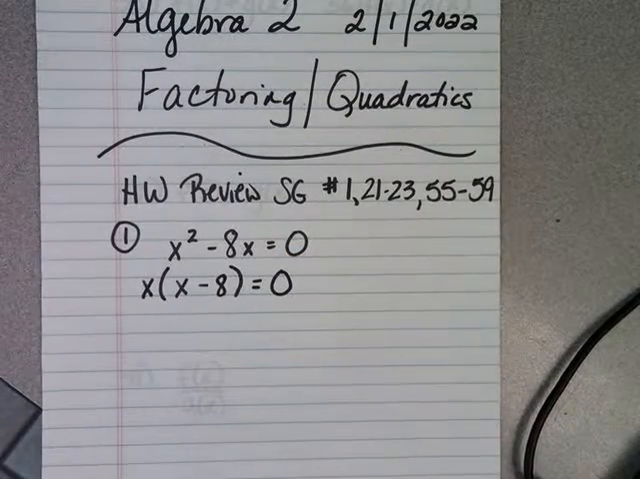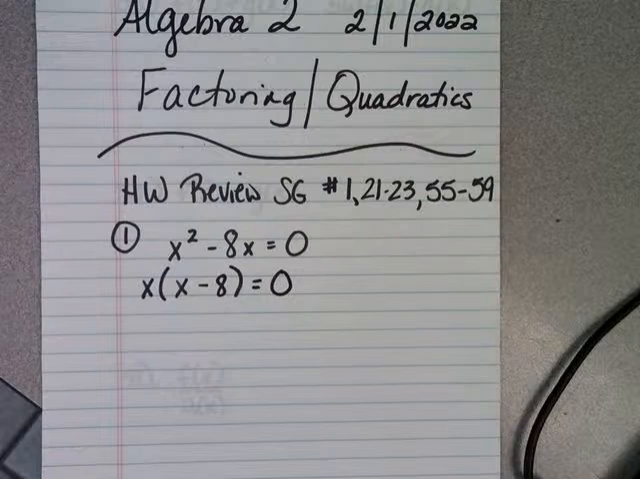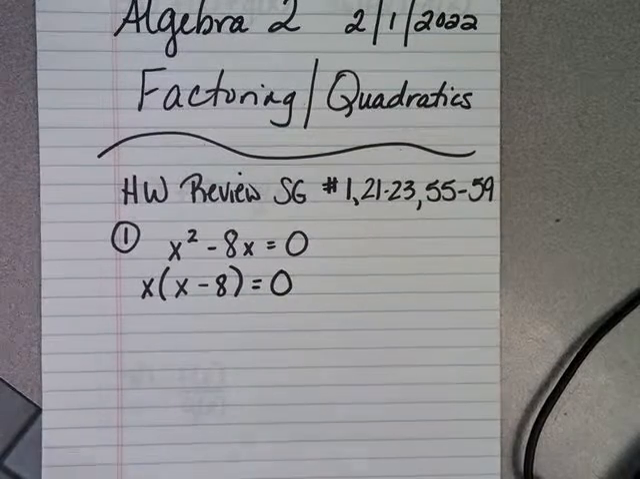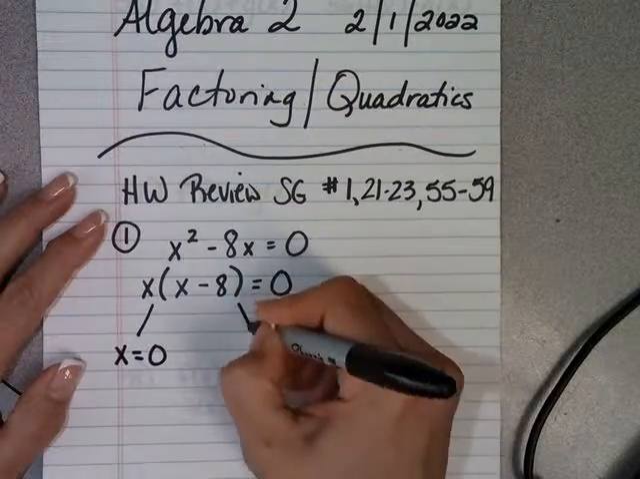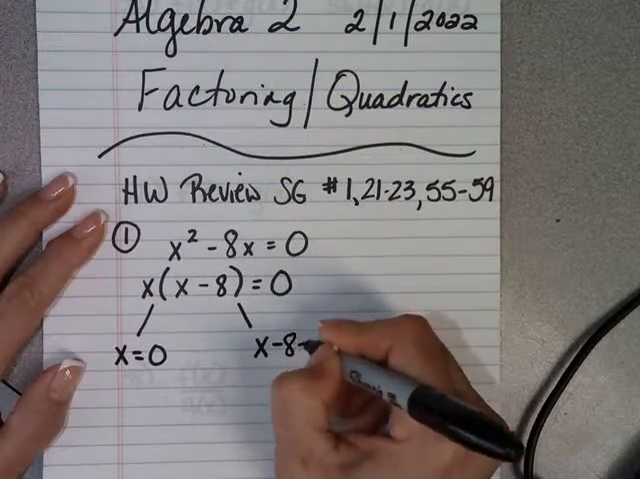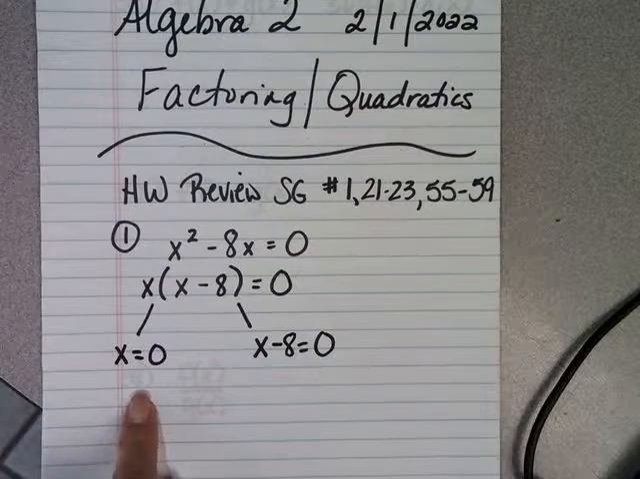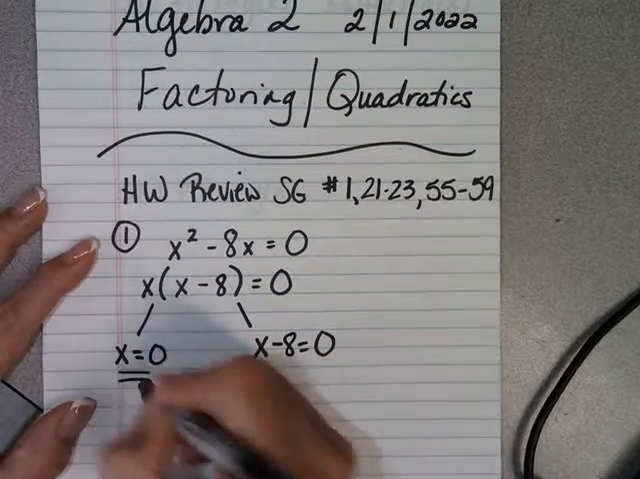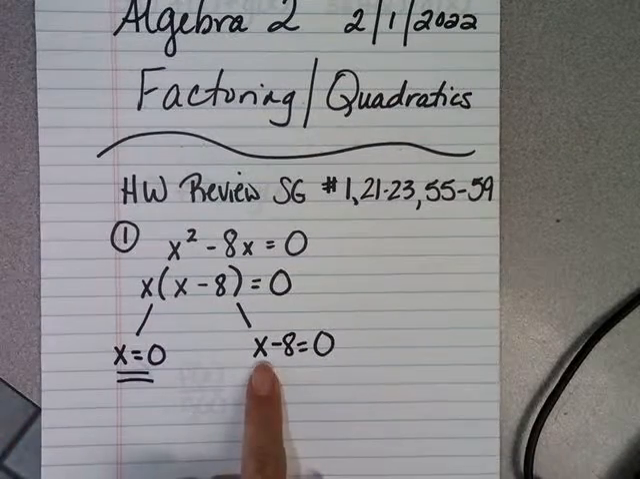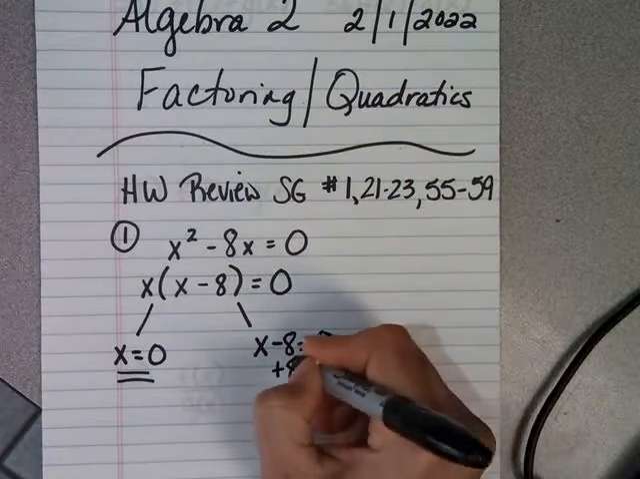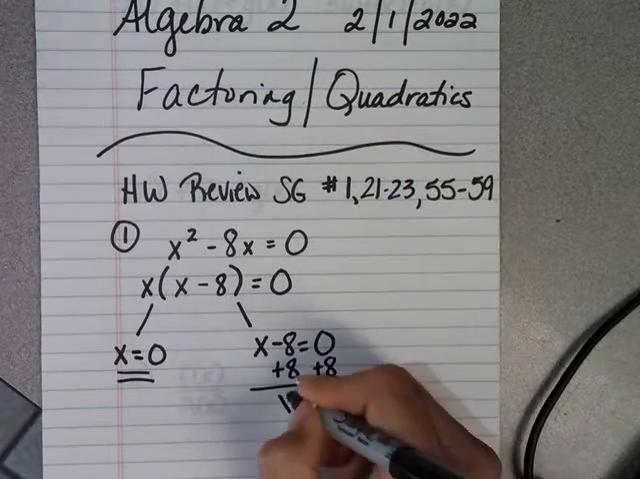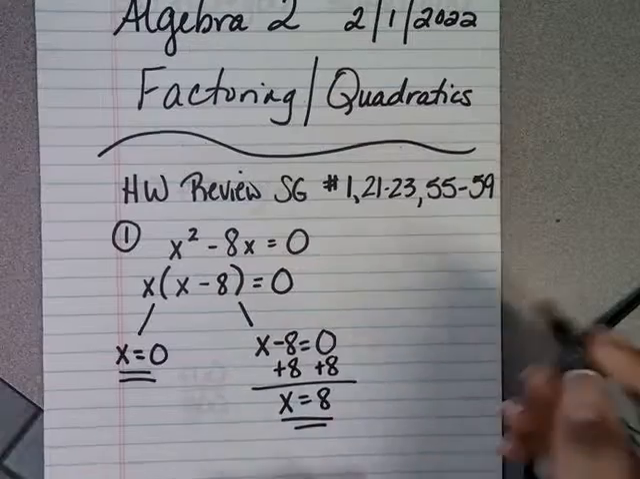Can we break anything else apart? There's nothing else we can break apart. So we take the two parts that we have and we set them equal to 0. This one's done for us. So x equals 0. That's one of our answers. And then now we have to solve this one. X minus 8 equals 0. Add 8 to both sides. So x equals 8.